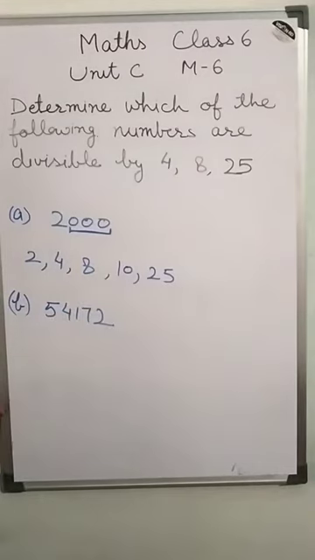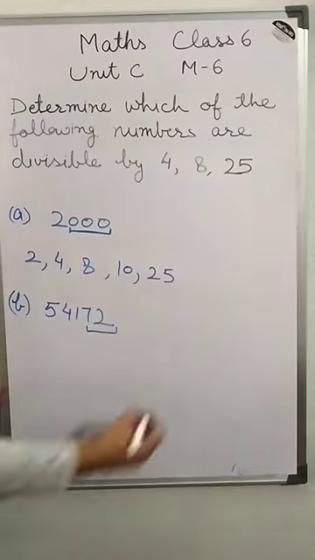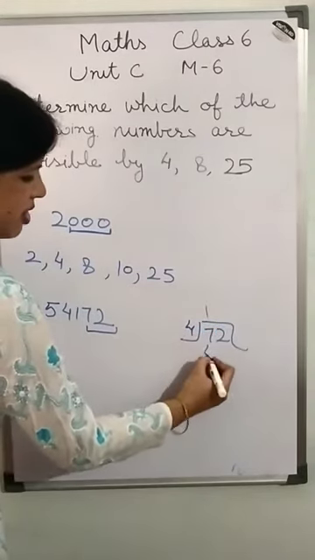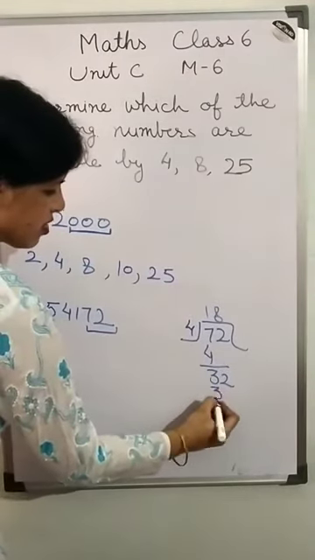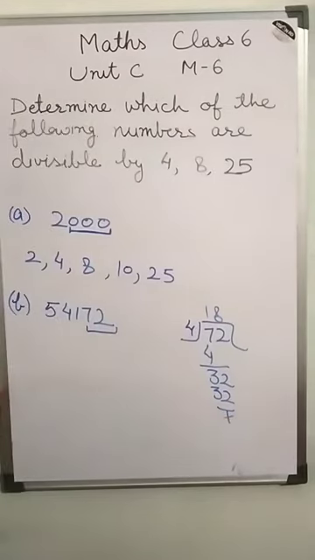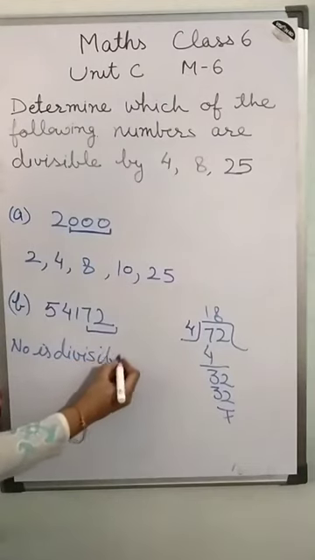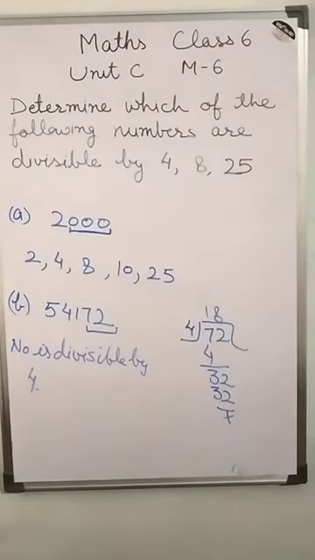The number is 54172. Here we have to check whether the number is divisible by 4 or not. For the divisibility of 4, we check whether the last two digits are divisible by 4 or not. So let us divide 72 by 4, and it is completely divisible by 4. So the number is divisible by 4. Now check for 8.